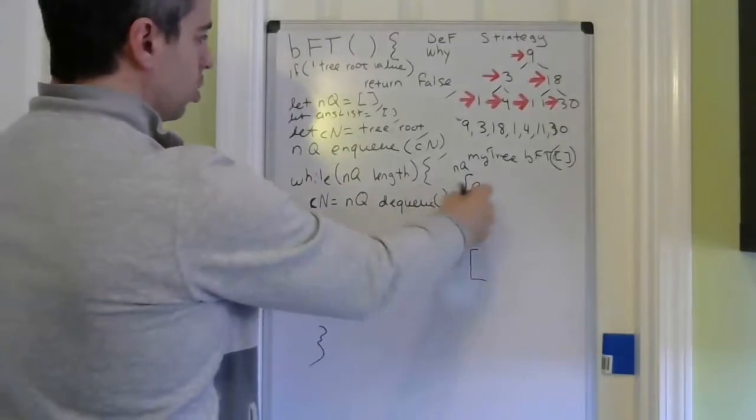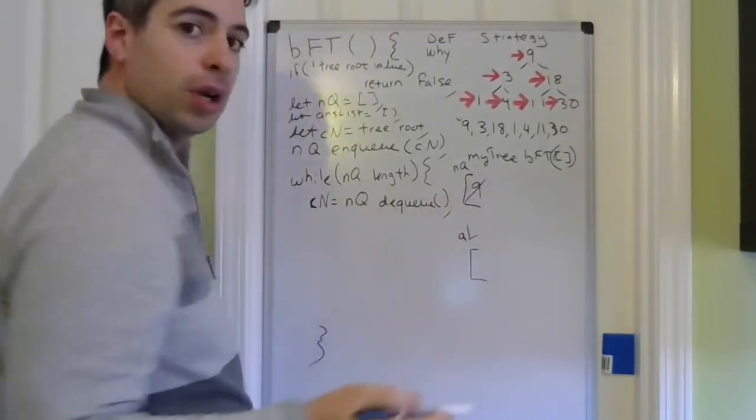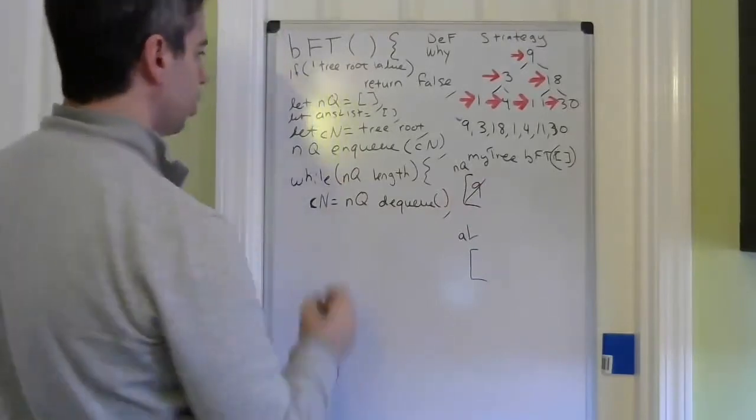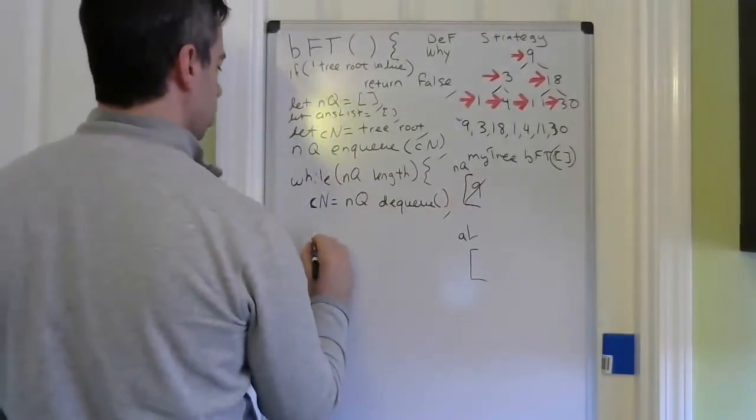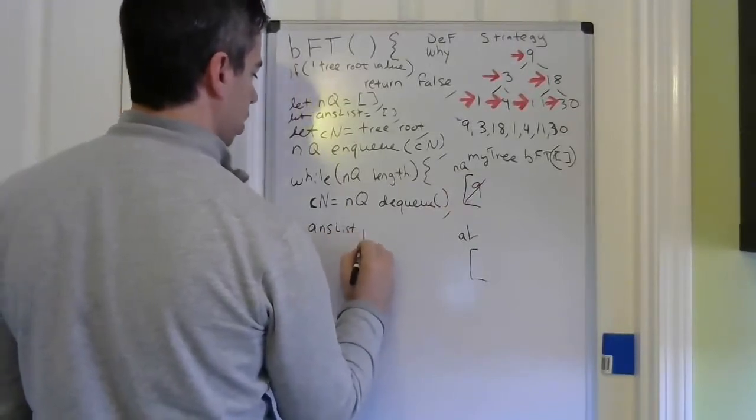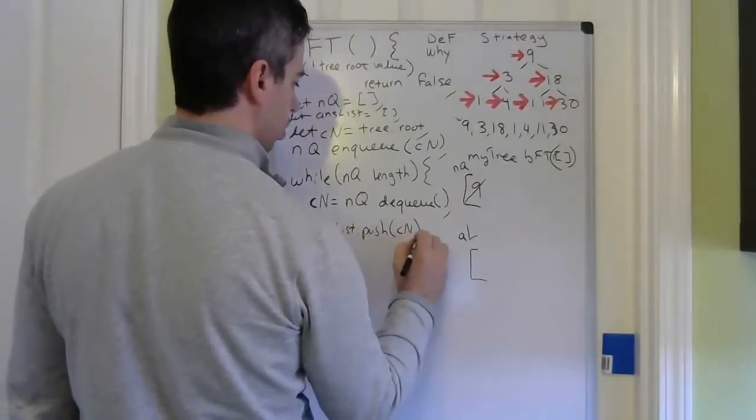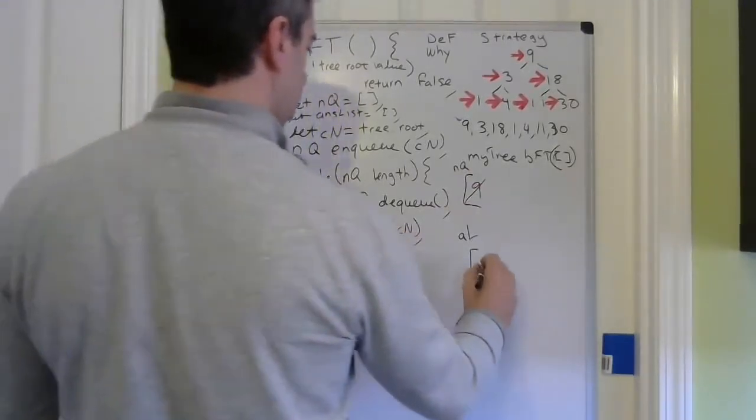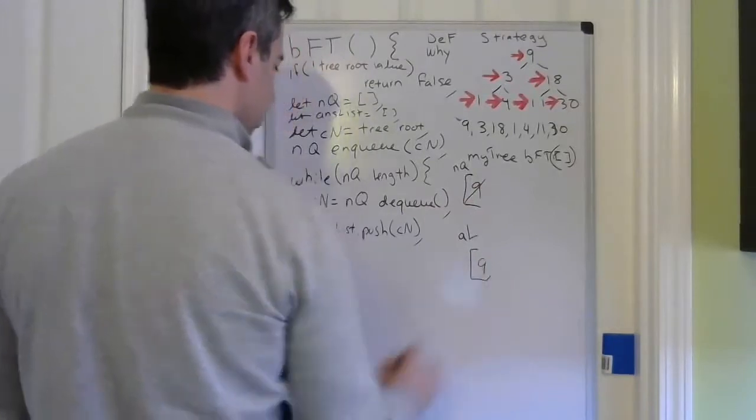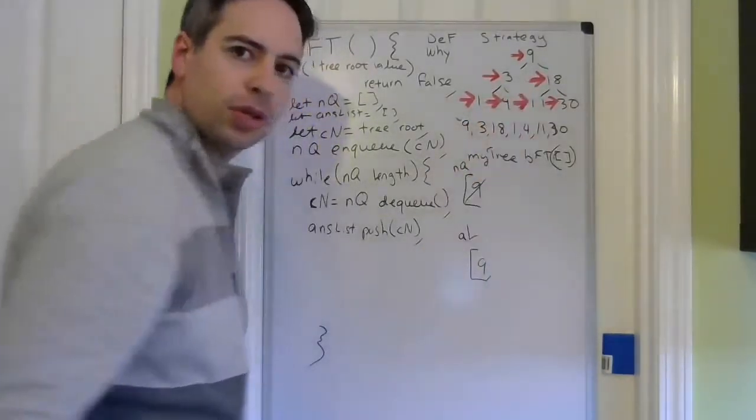So we've taken the 9 off. What do we do when we take it off? We can print it out, we can add to our answer list. Let's add to our answer list. So answer list dot push current node, right? Now it's here. And what did I say? When we reach a node, we have to check its children. If it has children, put them in our node queue.